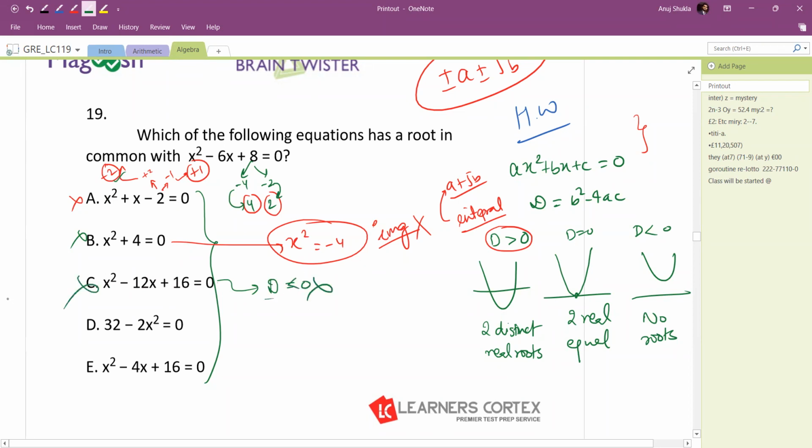So you can simply say, okay, this will not be the solution. That is why we are going to find d. First we'll find the d. Let's find d. So what is d value? It is 12 square minus 4 into 16. So obviously it will be positive. Yes or no? 144 minus 64, it will be positive, means we can get the value.